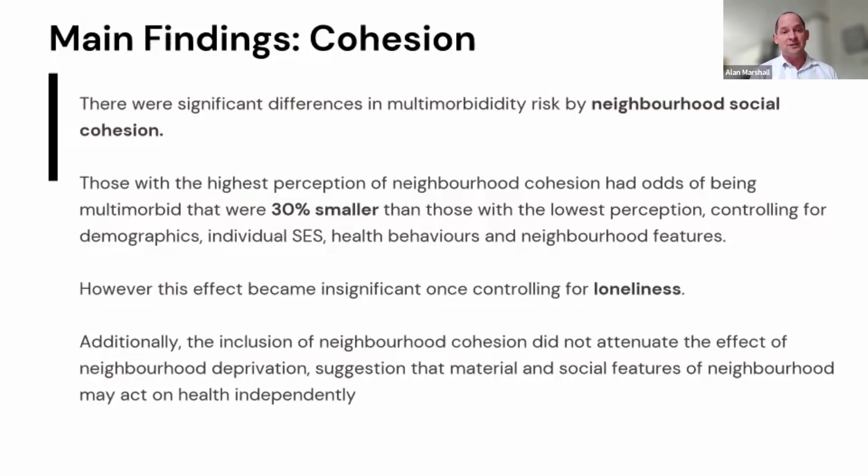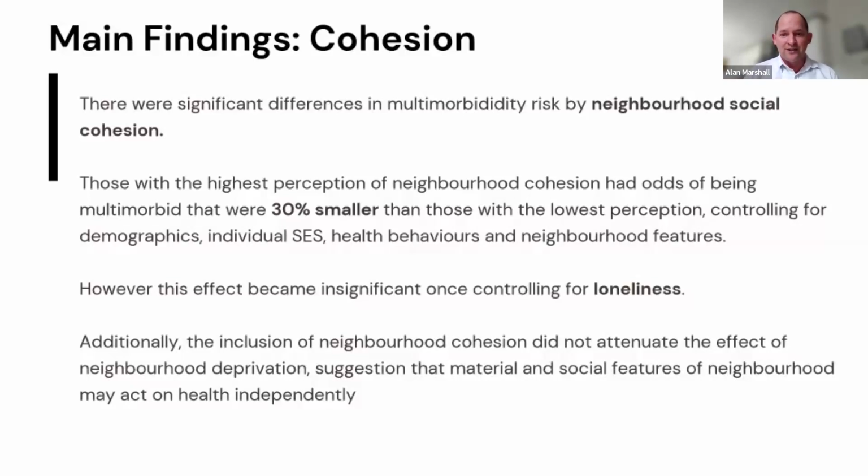the other neighbourhood features. But what was really interesting, I think, in our results is once we included loneliness in our model, the association between neighbourhood social cohesion and multimorbidity was no longer significant. And really, we felt that one conclusion from this, or one possibility that this suggests, is that the association between neighbourhood social cohesion and multimorbidity is acting partly through possibly loneliness. So those people who are in areas that they don't value their neighbourhood are more likely to be lonely, and loneliness is what is then associated with multimorbidity.